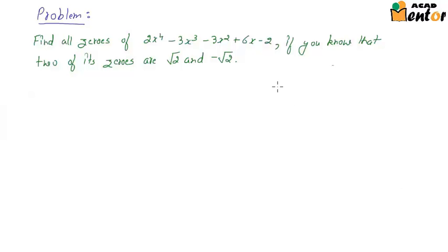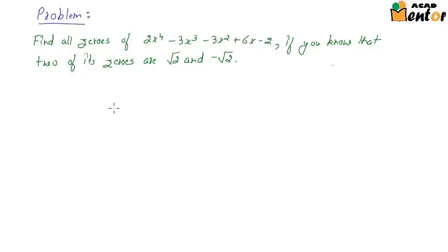So let's look at a problem related to division of polynomials, which is given in your NCERT textbook. The problem states: find all zeros of the polynomial 2x^4 - 3x^3 - 3x^2 + 6x - 2, if you know that two of its zeros are root 2 and minus root 2. Now we know two of the roots. Let's find out the other two, or one, as the case may be.